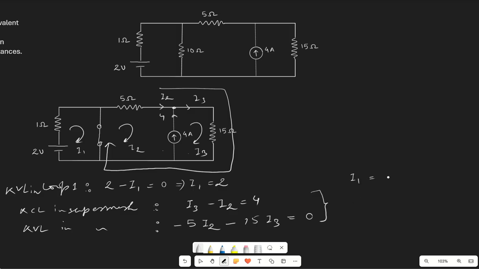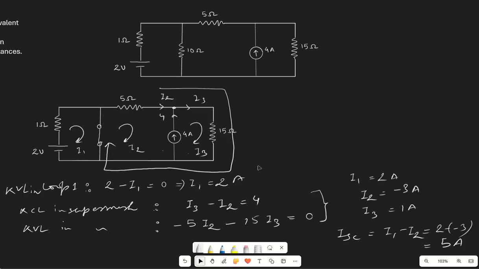I1 we have obtained as 2 ampere. After solving, I2 will be minus 3 ampere and I3 will be 1 ampere. So what is ISC? ISC is I1 minus I2. So it will come out to be 2 minus (minus 3), so it is 5 ampere. So we obtain the value of ISC.